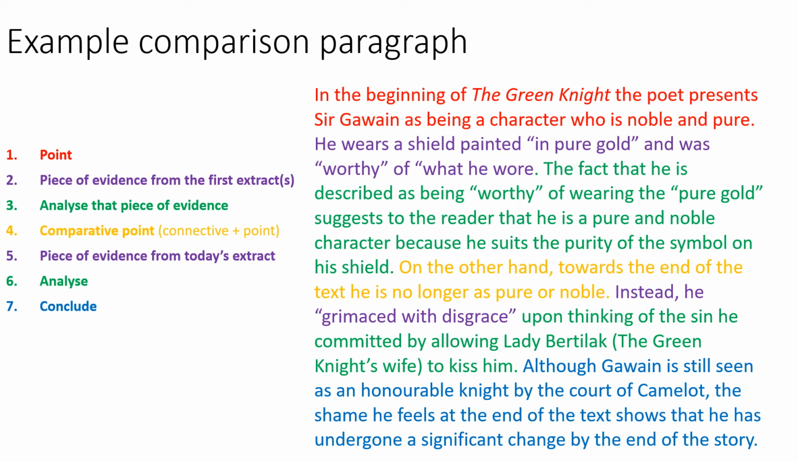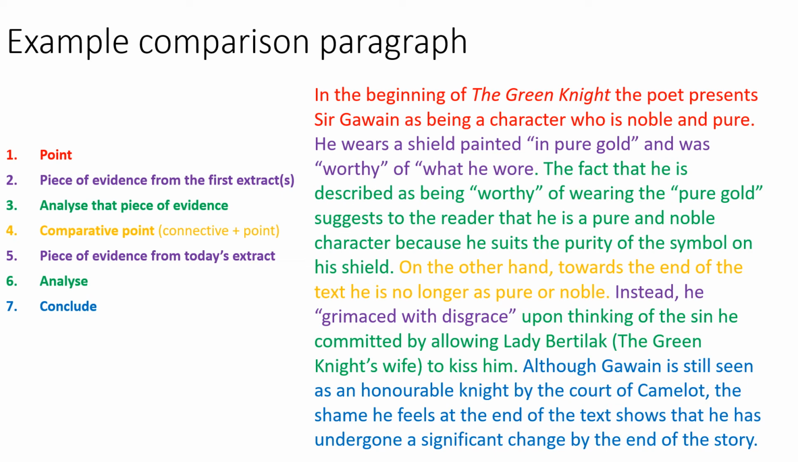So, if he's equipped with pure gold and is deemed to be worthy of that pure gold, then it suggests that he is a worthwhile individual with purity himself. So, the fact that he is described as being worthy of wearing the pure gold suggests to the reader that he is a pure and noble character because he suits the purity of the symbol on his shield.